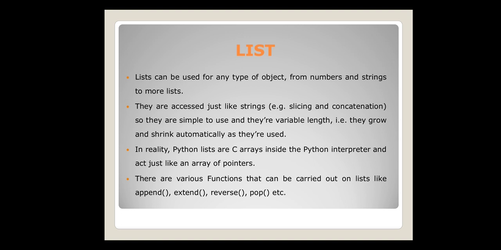In reality, Python lists are C arrays inside the Python interpreter and act just like an array of pointers. Means if you want to access an element of that particular list by its location, you can do it by using its index number, just like a pointer in an array. There are various functions that can be carried out on a list like append, extend, reverse, pop, etc.